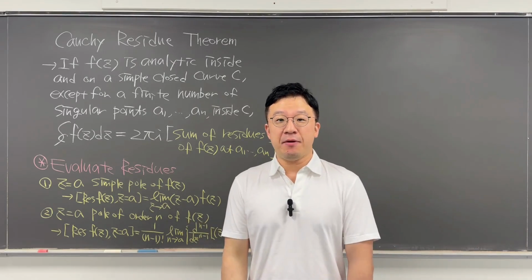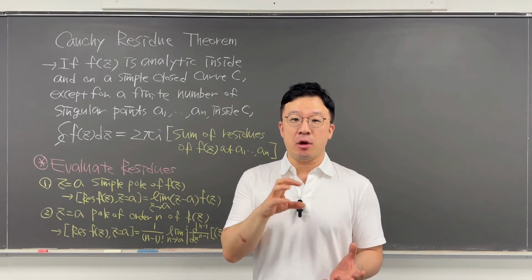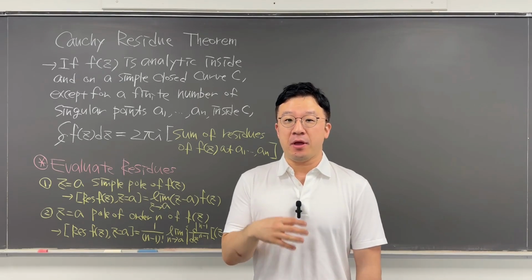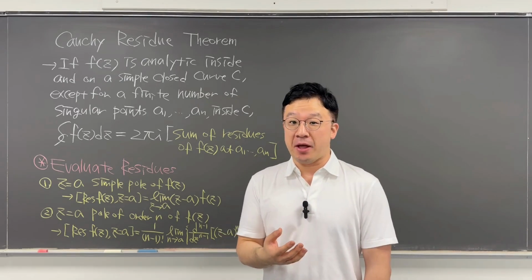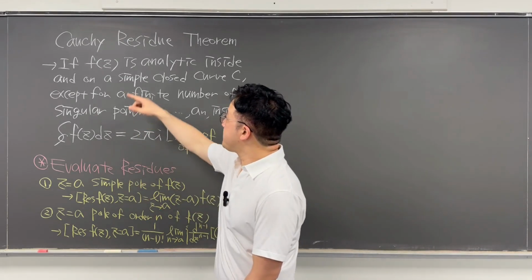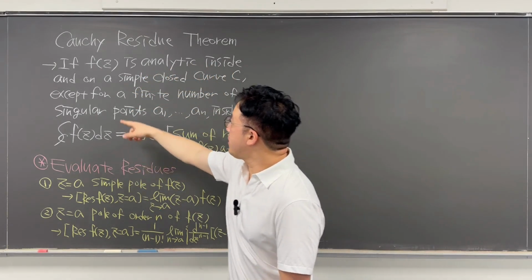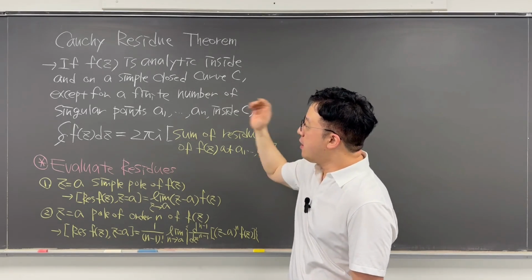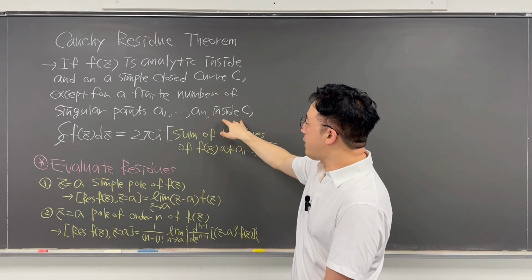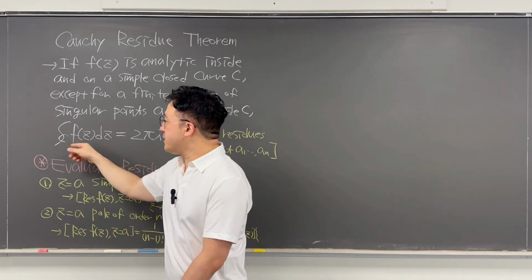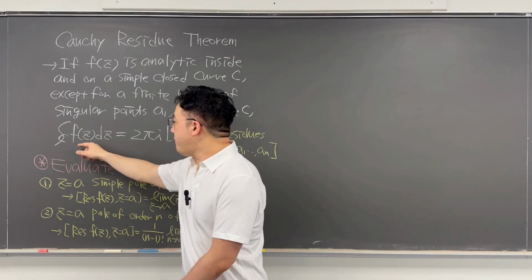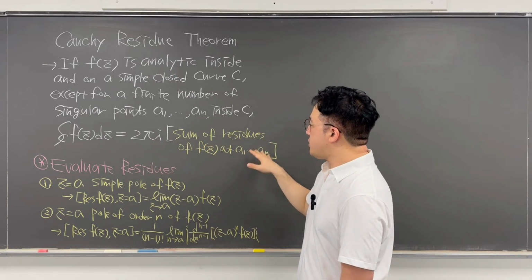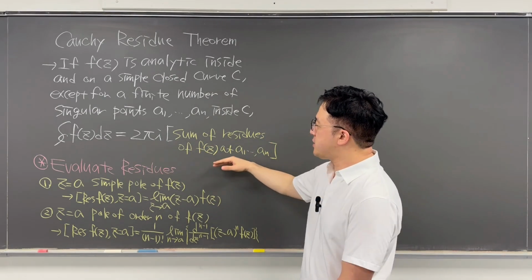We can also say f of z is analytic inside of the region R of a complex plane, if f of z is differentiable at every point of the R, and if f of z is single valued. But for now, we can say if f of z is analytic inside and on a simple closed curve C, except for a finite number of singular points from a1 to an inside of that C, then this integral of the C, we can call this a contour integral of f of z dz, that is 2 pi i times the sum of the residues of f of z at those points.